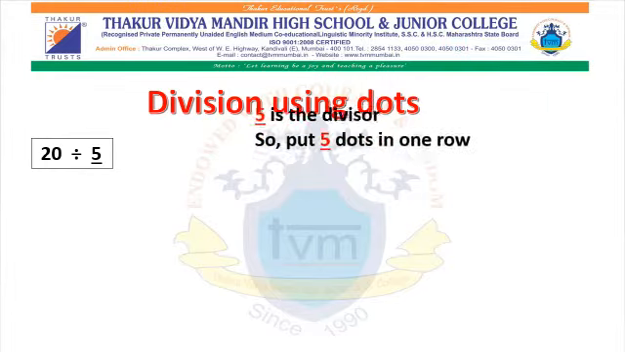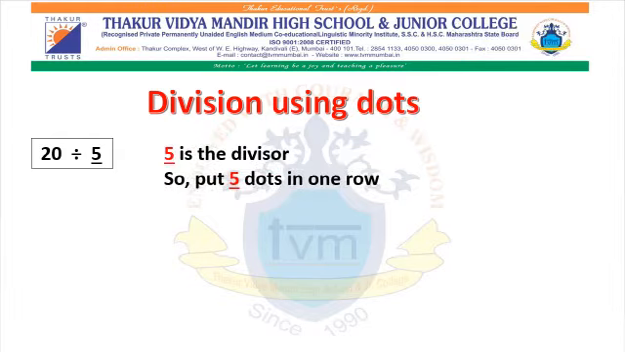In this, students, 5 is the divisor. In third standard we have studied divisor, dividend, quotient, remainder and all. So 5 is the divisor. The rule says whatever the digit is given in the divisor, that many dots should be there in one row. Let's see how to put.